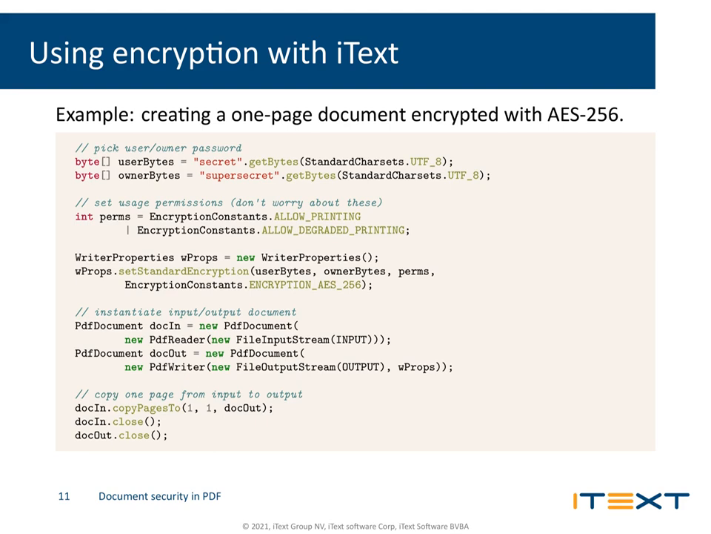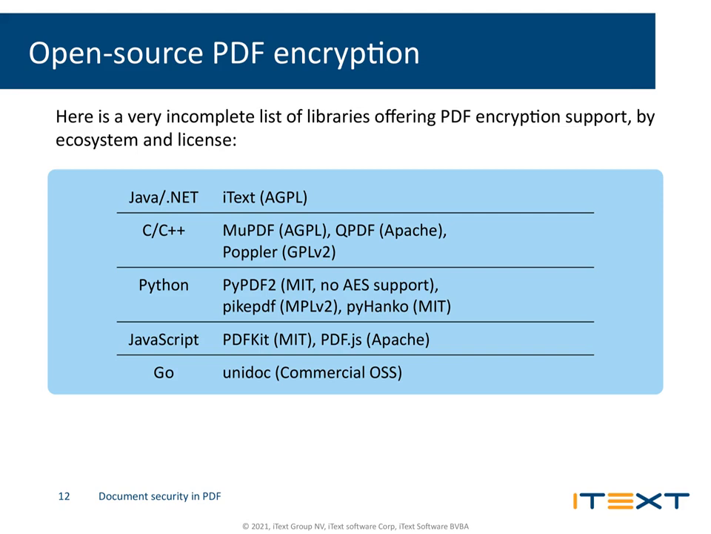So after picking passwords, we also set some usage permissions. Also, for the same reasons, you don't need to worry about these too much. And then we set up the output writer to use AES-256 encryption with the settings that we just defined. Then we open some input and output streams, one to actually ingest the input document and one to write the output document with the writer properties that we just set up here. And then we copy one page from the input to the output. And that's basically it.